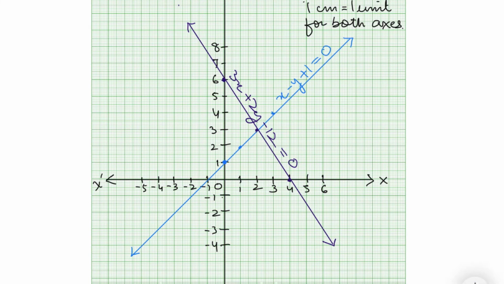Coordinates for the vertices of the triangle formed. So the vertices are, this is minus 1 and 0. This is 4 and 0. This vertex is 2 and 3. So these are the vertices of the triangle formed. Let's shade the triangular region.